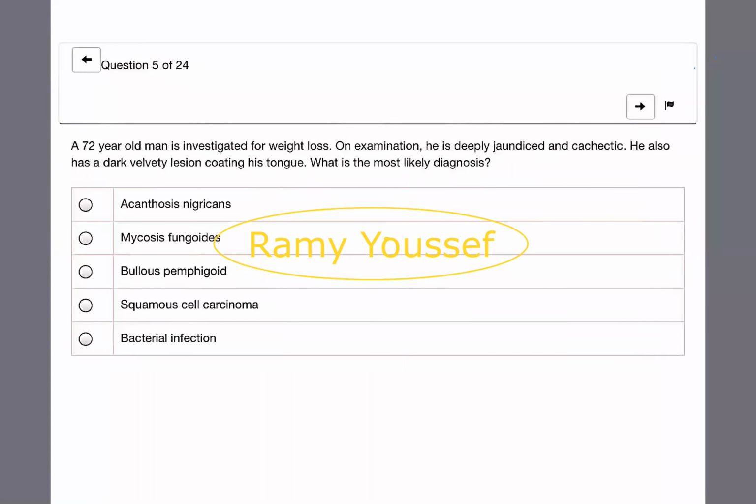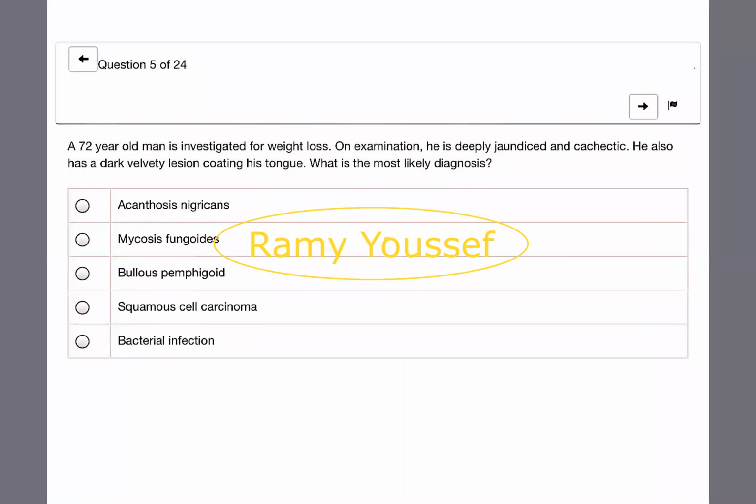Next question, Dr. Nuran. A 72-year-old man is investigated for weight loss. On examination, he is deeply jaundiced and cachectic. He also has a dark velvety lesion coating his tongue. What's the most likely diagnosis? A. Acanthosis nigricans. B. Mycosis fungoides. C. Bullous pemphigoid. D. Squamous cell carcinoma. E. Bacterial infection.